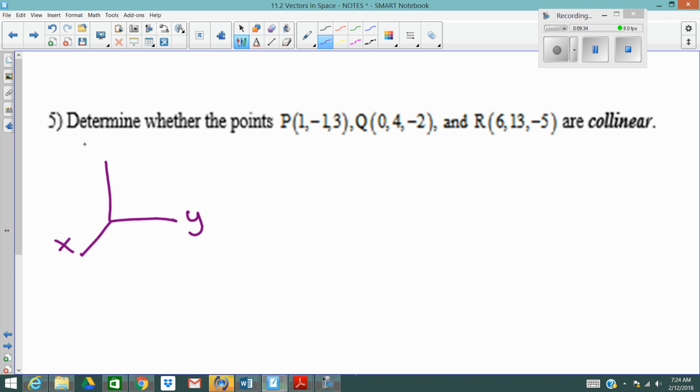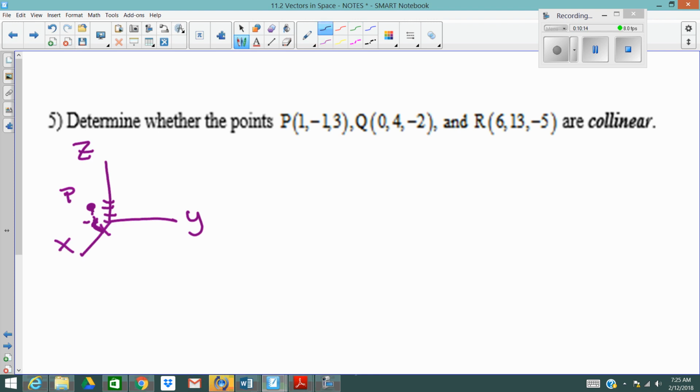So we have x, y, z. So the point 1, -1, 3 is 1, -1, and then 3. So what you do is you make a rectangle with your x and your y coordinate, and then you go up 3. So that's where that point would be about, where we went 1 on the positive x-axis, 1 on the negative y-axis, and then up 3 for the z-axis. So that's where our point P would be.